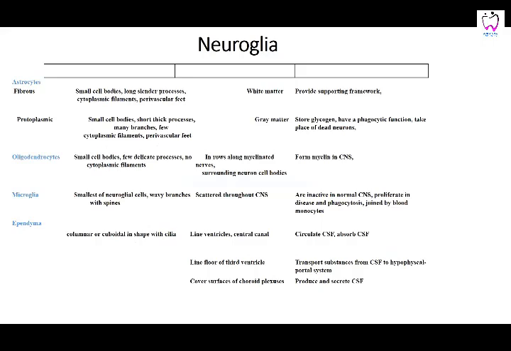Microglia are scattered throughout the nervous system, proliferate in disease, and are rejoined by the blood monocytes. So basically they are the defense mechanism. Ependyma, columnar or cuboidal, line the ventricles or the cavities, and they circulate CSF and form a double layer. And when they invaginate, they produce the CSF.